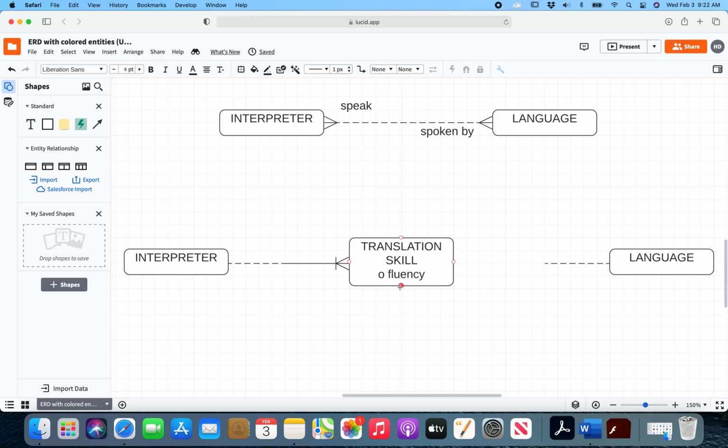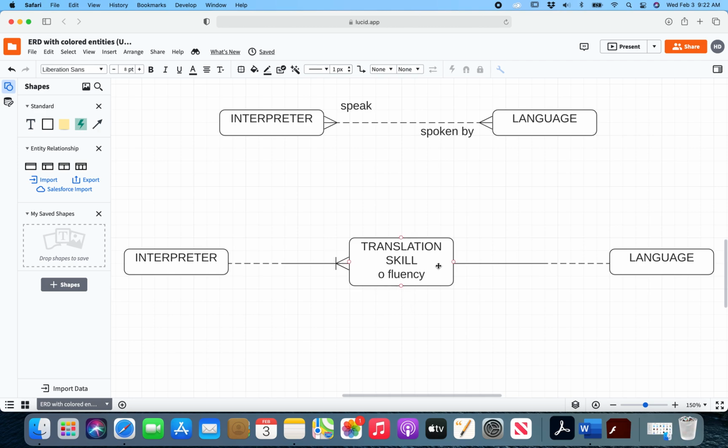Now going from translation skill to language, if there's an interpreter listed with translation skill, then we need to know what language that translation skill is for. So we use our solid line because we need to know that. There's no other way. We have to know what language this translation skill is for. So now for the cardinality.